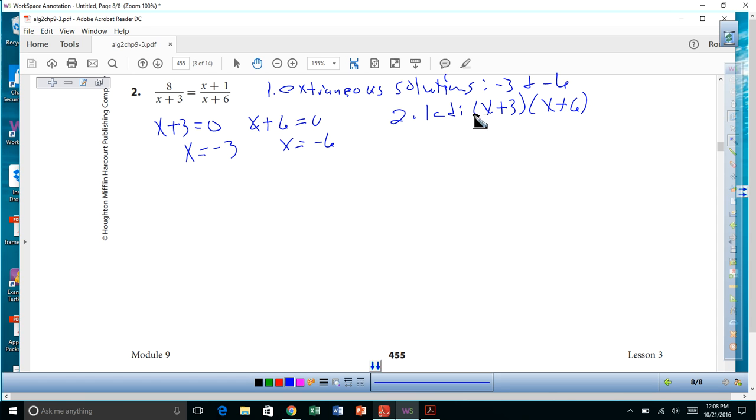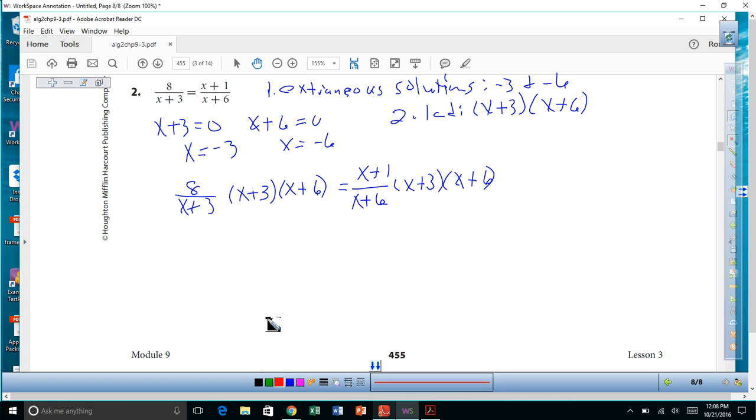Now we're going to multiply the least common denominator by each one. So you got 8 over x plus 3 times x plus 3 times x plus 6 equals x plus 1 over x plus 6 times x plus 3 times x plus 6. Now, what do we got here? We got x plus 3 and x plus 3. We got x plus 6 and x plus 6. We got rid of those. And what's left?